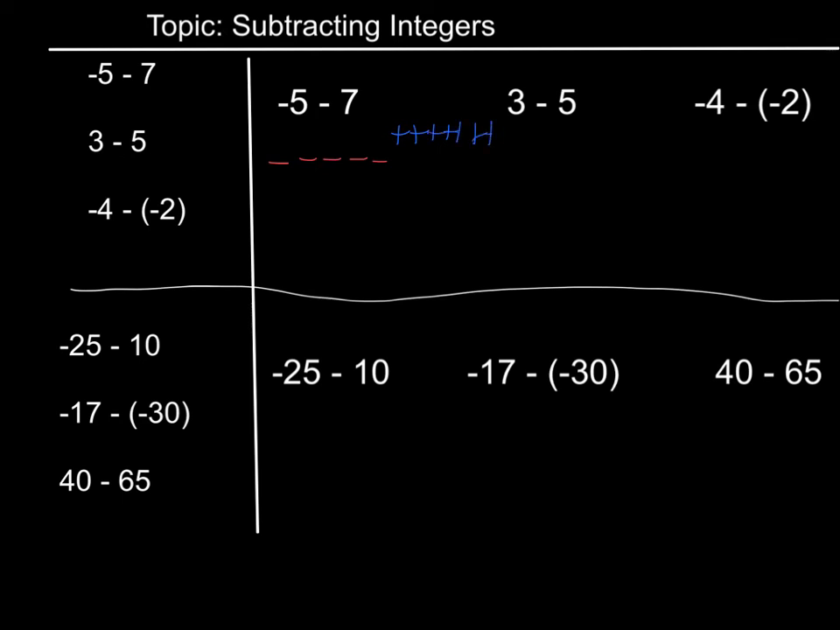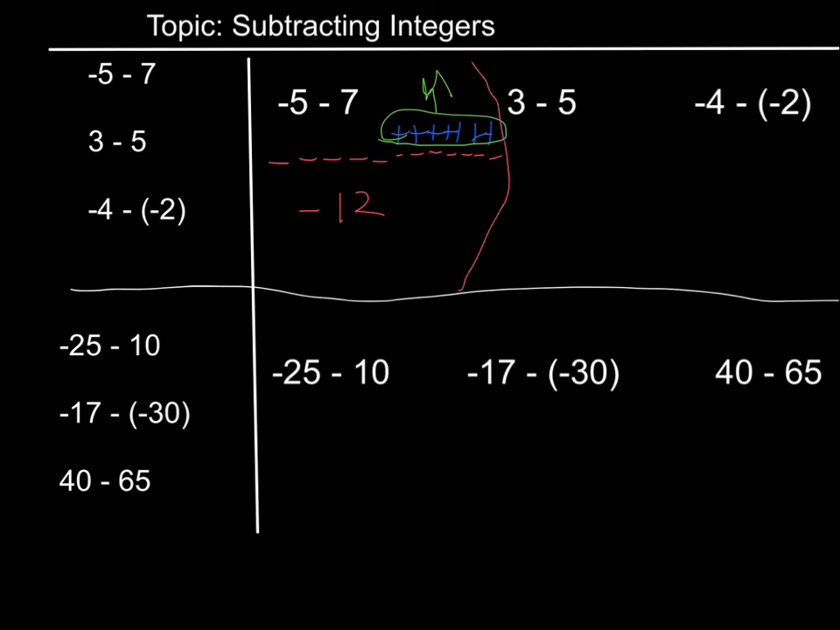And then down below here is 1, 2, 3, 4, 5, 6, 7. And so what they're asking me to do then is to take away 7 positives. So that's taking away these 7 right here. Those go away. And what I'm left with is negative 12 negatives, or negative 12.